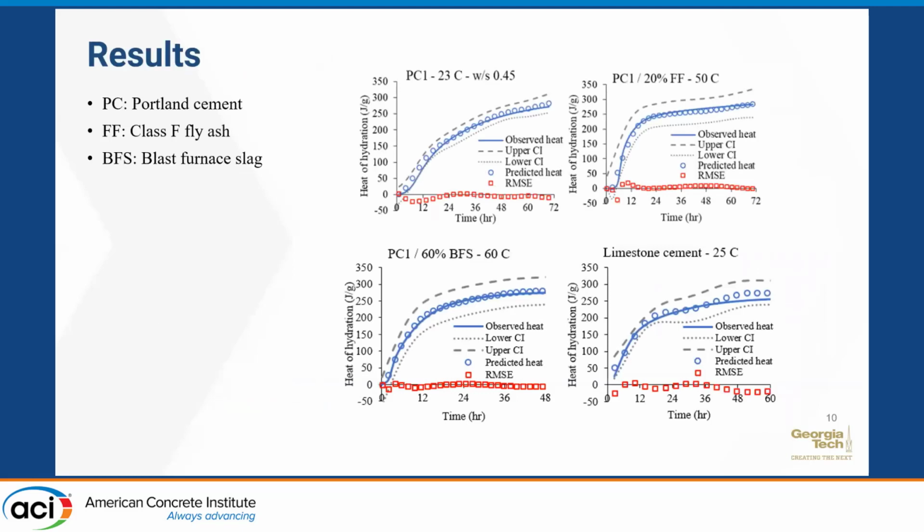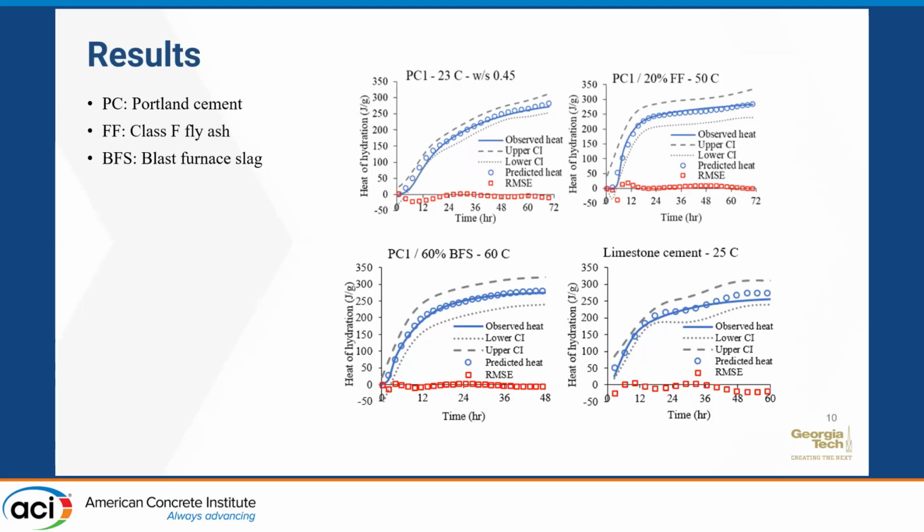These results here are shown for different cementitious systems. So I have some Portland cement mixes, class F fly ash and blast furnace slag, and finally limestone cement. And I'm showing these predictions at different test temperatures. The observed heat of hydration using isothermal calorimetry, the experimental value is in the solid blue line, and the blue circles are the prediction. So we can see for all of the systems that the prediction is matching very well with the experimental heat of hydration.